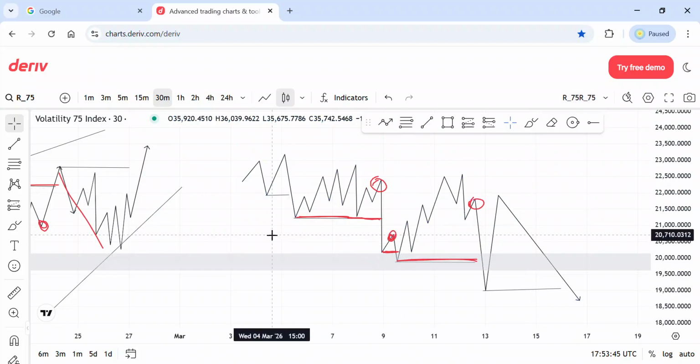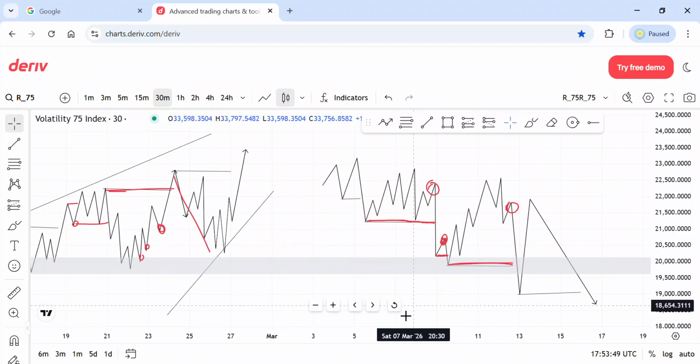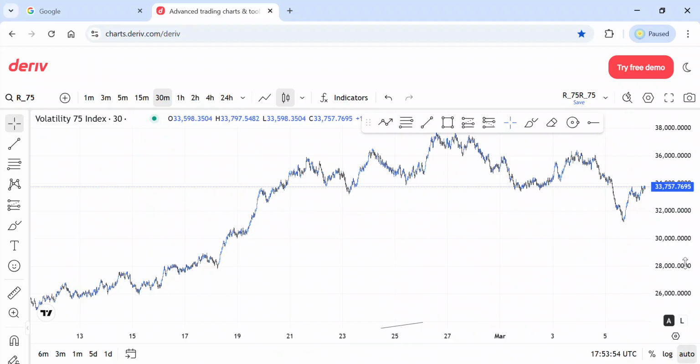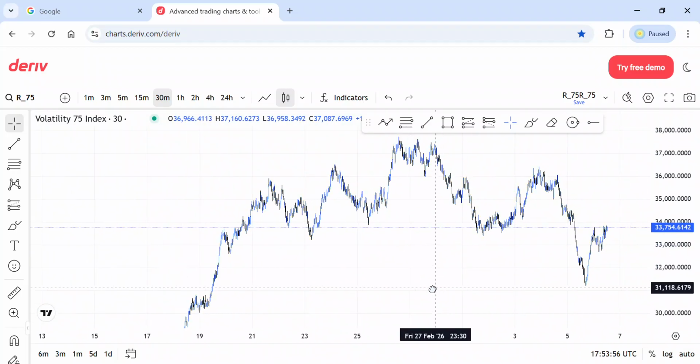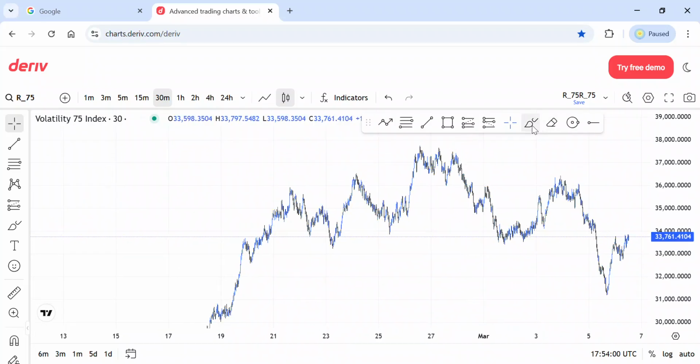Are you getting it? So let's look at the live chart and see one or two. So first thing first, you look at the structure according to this side now.